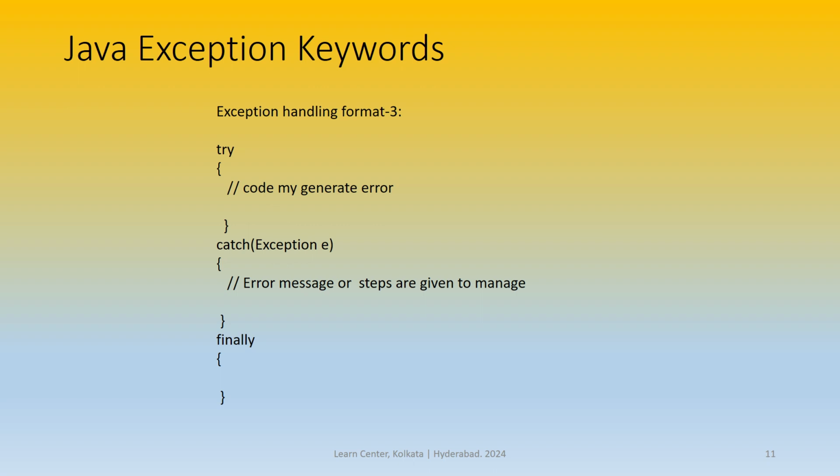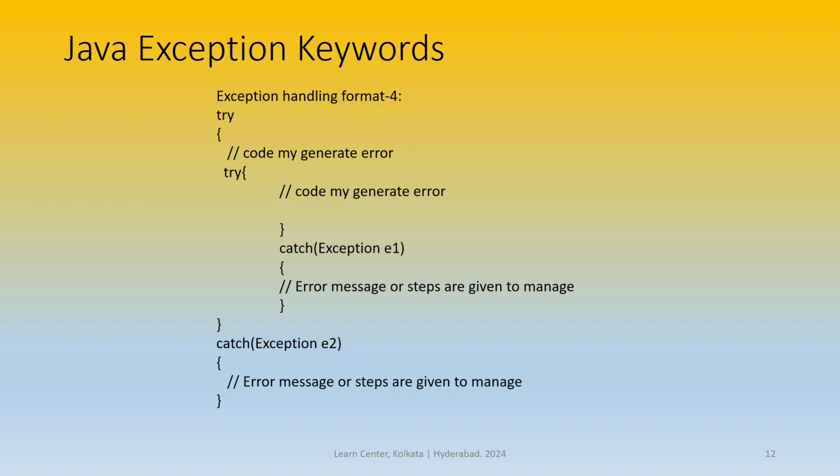Suppose in another scenario, our try block code is not able to connect with the backend database. In that case, it will come down to the catch block, give some error, and finally the connection should be closed. So finally is an optional block.